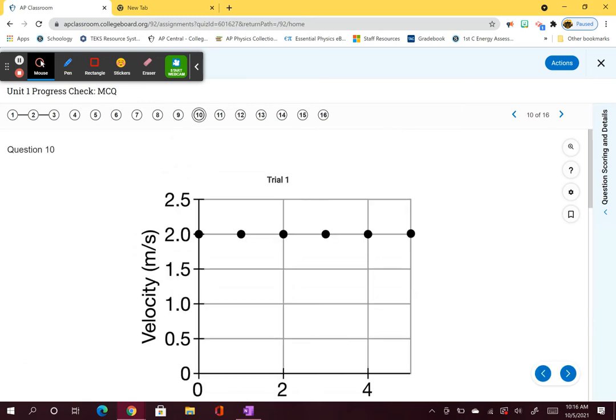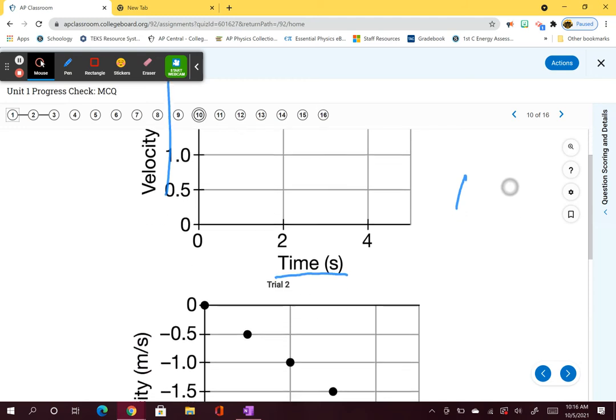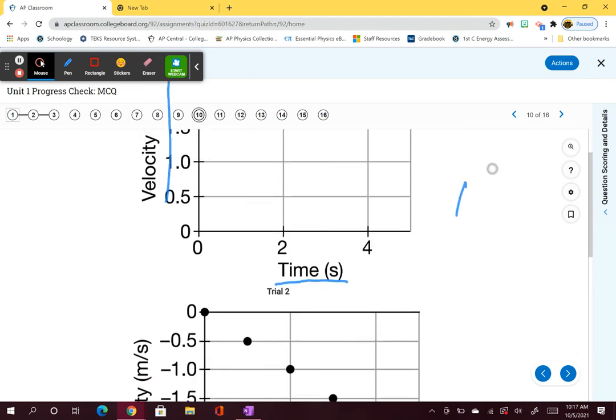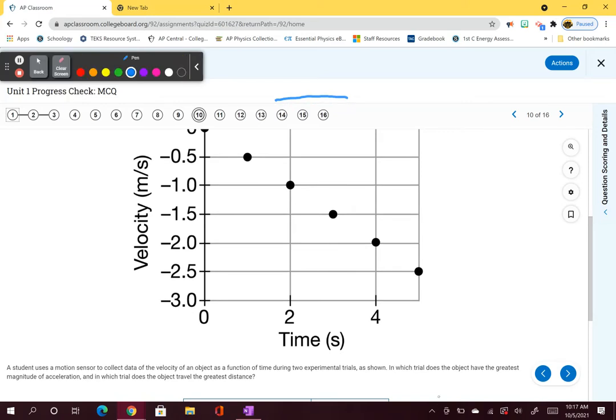Okay, question 10. So now we have a velocity versus time graph. And it's saying that our velocity is constant. And that's trial 1. For trial 2, we have a velocity versus time, and now our velocity is changing. So we have some type of acceleration.